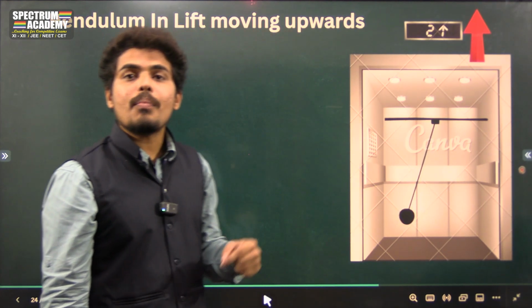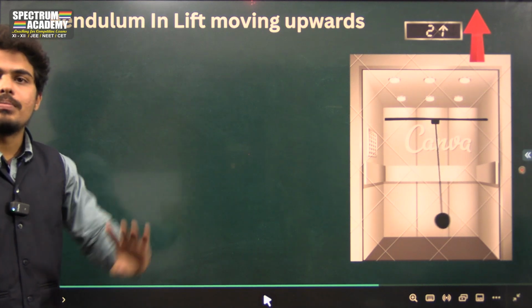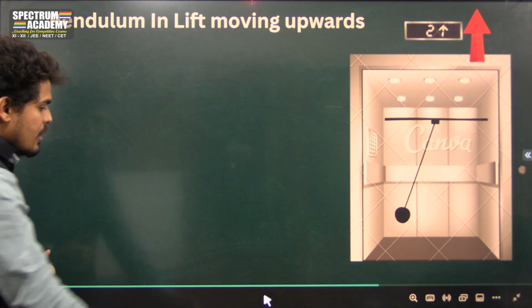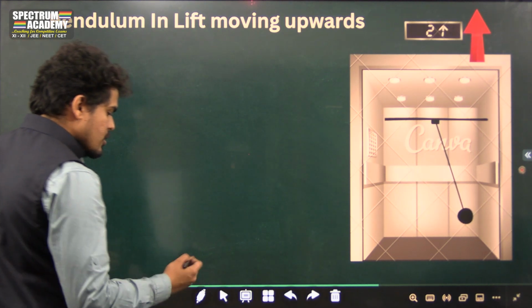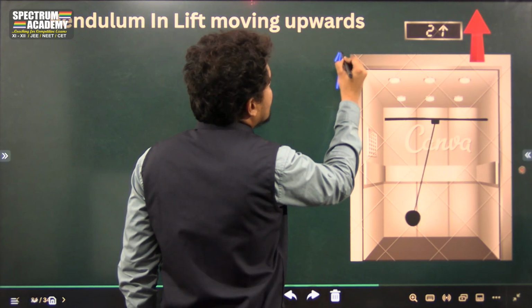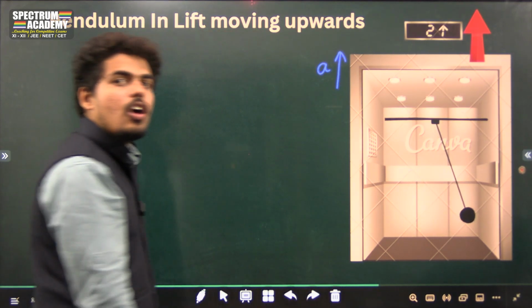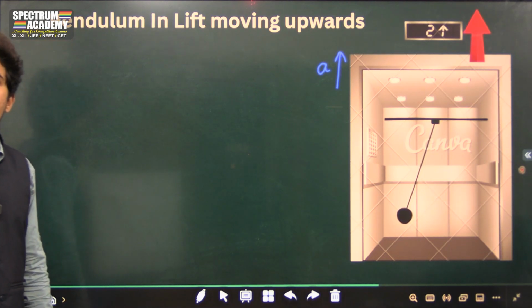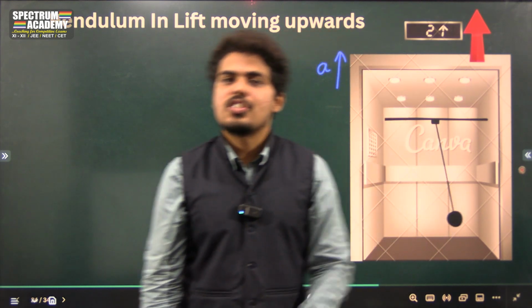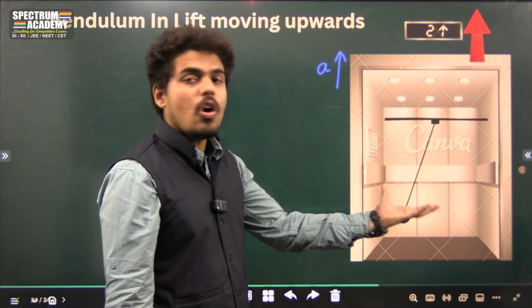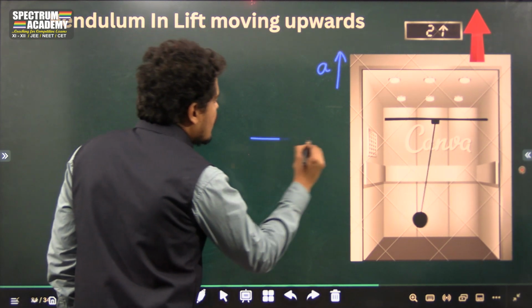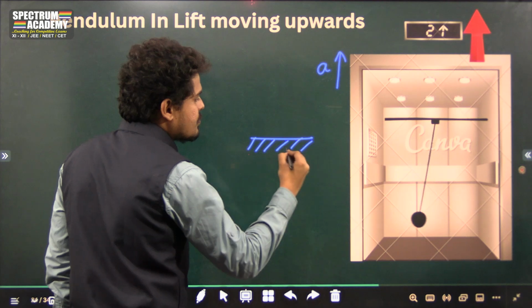Now we have to determine the period of this pendulum in the lift, and the lift is moving upwards. Now the lift is moving upwards, so the lift must have some acceleration. So let us consider the acceleration of the lift is a. That means the lift is moving with acceleration a in the upward direction. Then what are the forces on this pendulum?